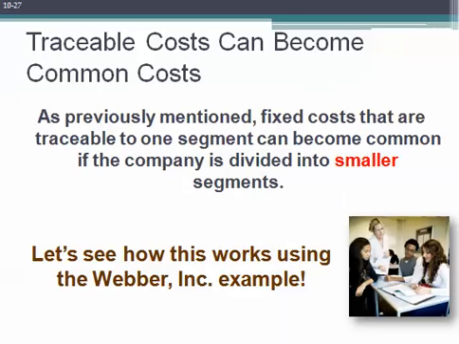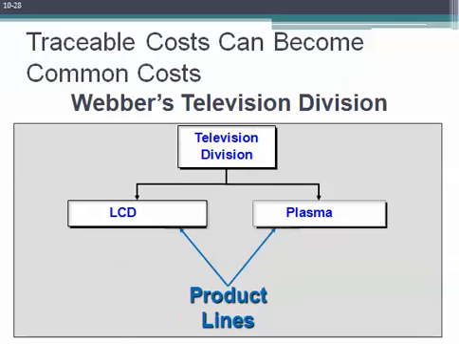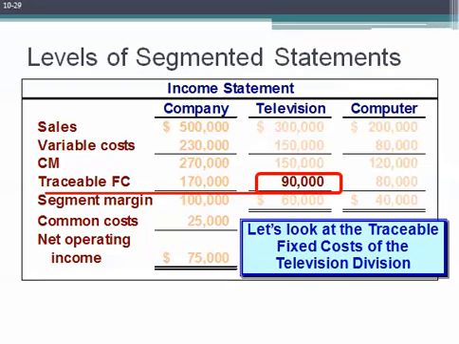As we mentioned earlier, fixed costs that are traceable at one segment can become common if the company is divided into smaller segments. Recall our landing fees and our airplane flights. It's traceable to a flight, but it's common with respect to passengers. Let's go ahead and see how that might work looking at our Weber example in a little bit more detail. We're going to assume Weber's television division has two product lines, an LCD product line and a plasma TV line. We're going to want to look and see how that $90,000 in traceable fixed costs for the television division can be broken down between the two product lines.